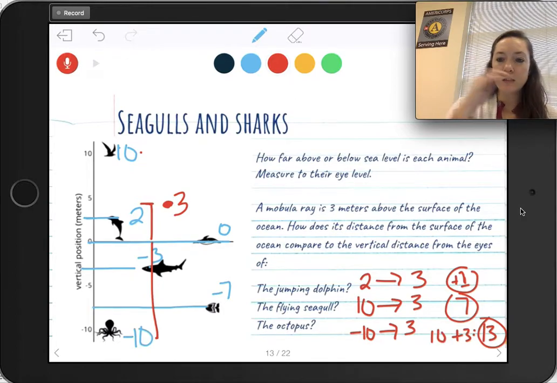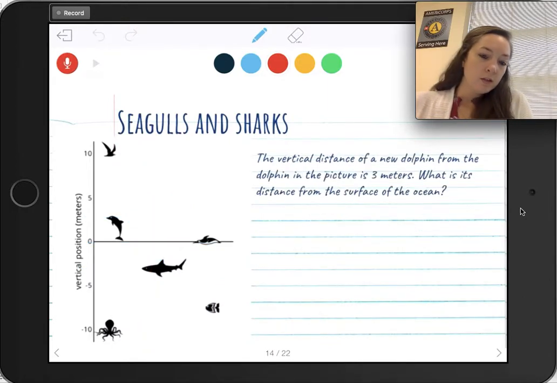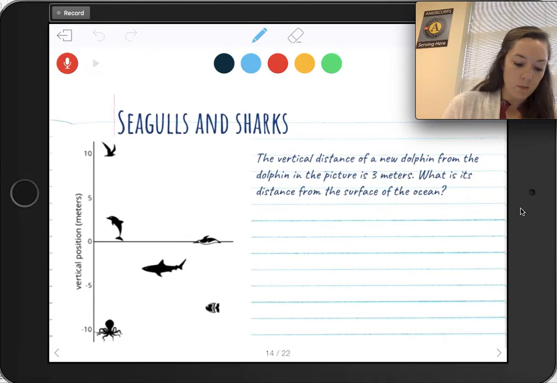Okay? And this is just making sure we understand distance on a number line. So let's compare a little bit more. The vertical distance of a new dolphin from the dolphin in the picture is 3 meters. And we said this dolphin is somewhere around 2 meters. So what is the distance from the surface of the ocean?